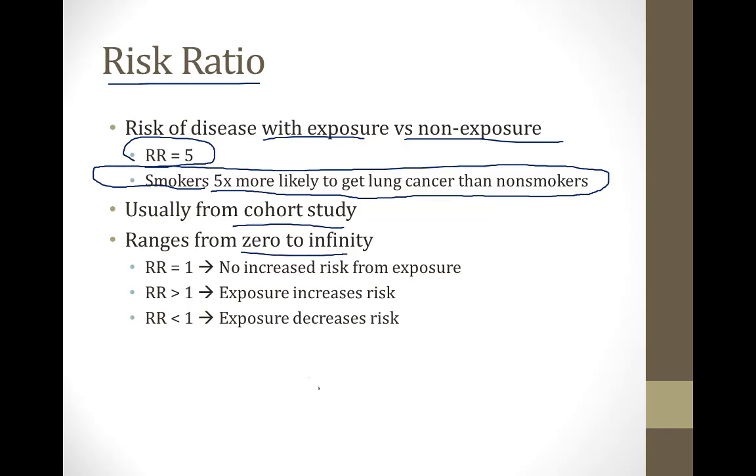So a risk ratio of 1 means there's no increased risk of disease if you're exposed. A risk ratio greater than 1 means exposure increases the risk. And if it's less than 1, it means exposure decreases the risk. This is sometimes called a protective exposure, down here with the risk ratio less than 1.